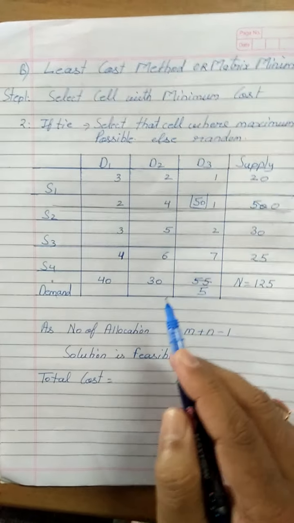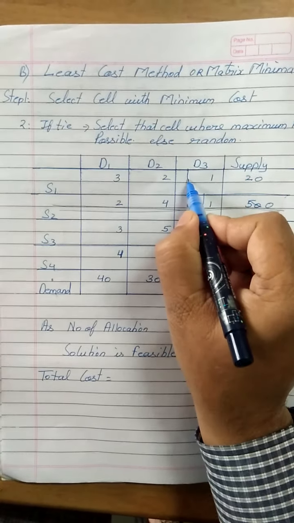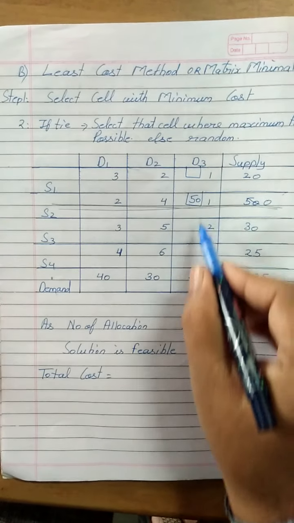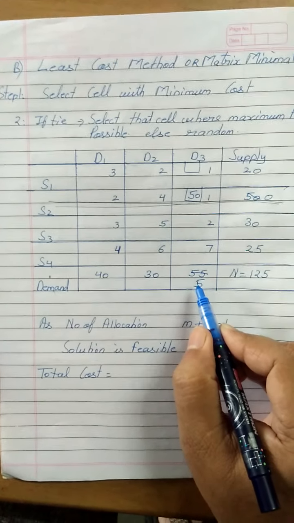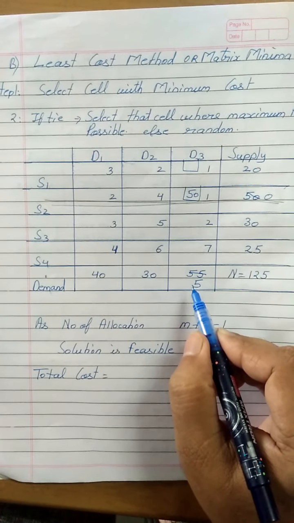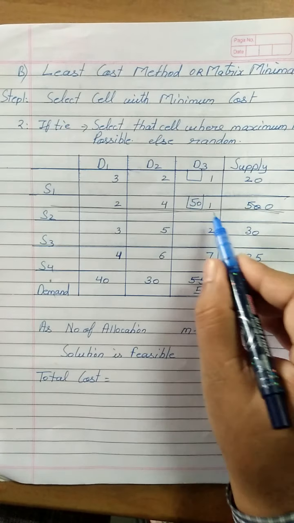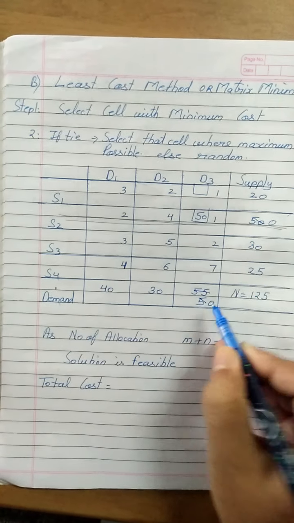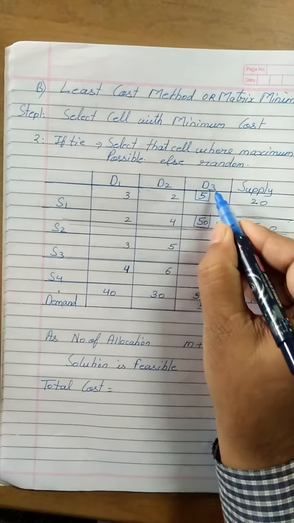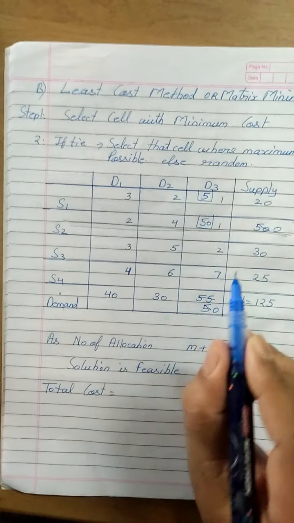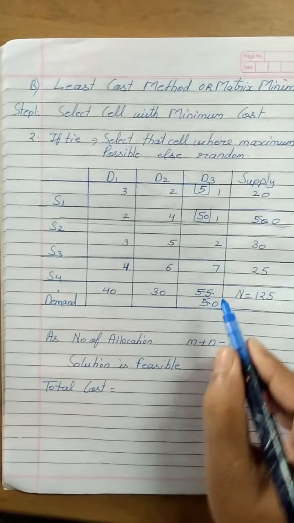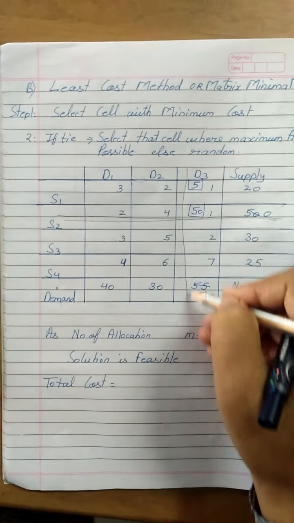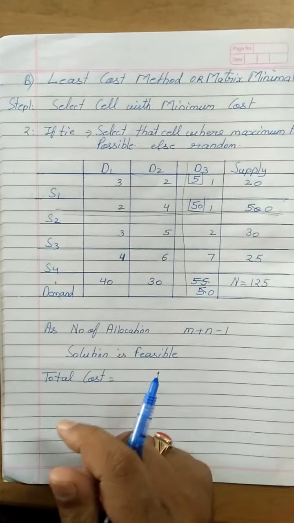Here again repeat the same least cost. Now only 1 is remaining. S1 can give 20, but how much does D3 want now? Earlier it wanted 55, but because we gave 50 from S2, it now requires only 5. So we can reduce this to 0 and give 5 here. D3 has 50 plus 5, 55, so its demand is fully satisfied. Now D3 is satisfied, so we can cut it. We do not need to touch the D3 destination.